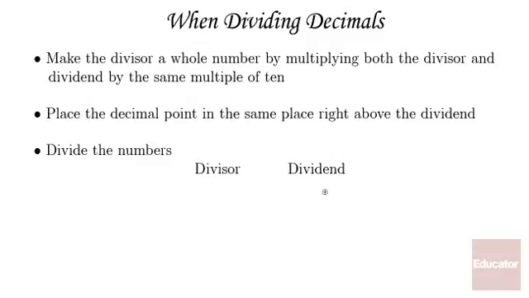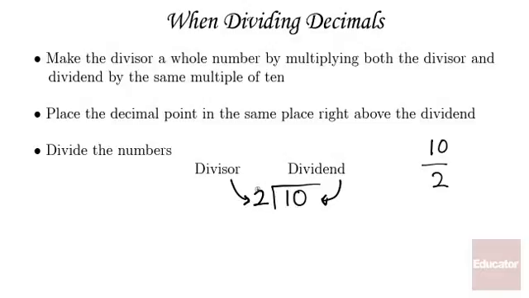Divisor and dividend. When I divide two numbers, let's say 10 divided by 2, this top number is the one that's going to go inside the box. That is called the dividend. The bottom number, the one that goes outside the box, is called the divisor. So here's a divisor and here's a dividend. When we divide decimals, we have to make sure that the divisor becomes a whole number.